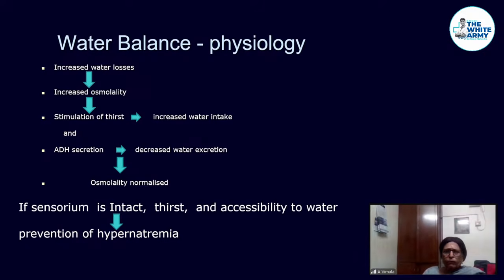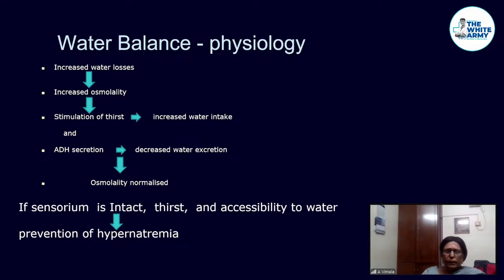Now, what is the normal water balance? What is the normal physiology? To put it in very simple terms, first let us talk about water loss. If through heat stroke or something else or diarrhea, you are losing a lot of water, the water content comes down and the osmolality will increase. But the physiology cannot allow the osmolality to go above a certain value. Usually it is maintained around 280 to 290. So it cannot go above 290.